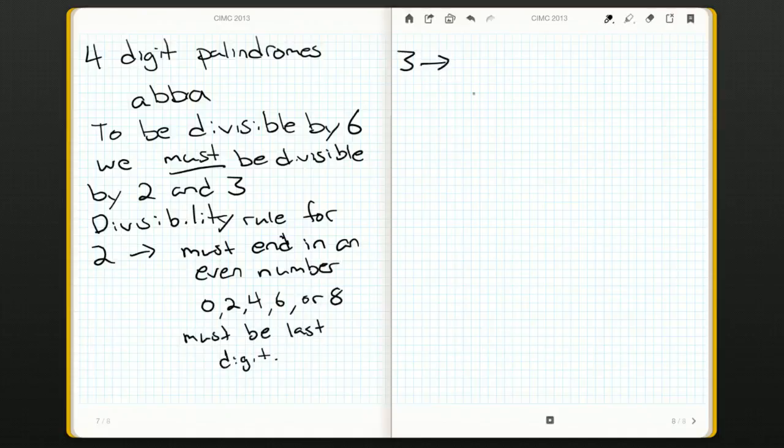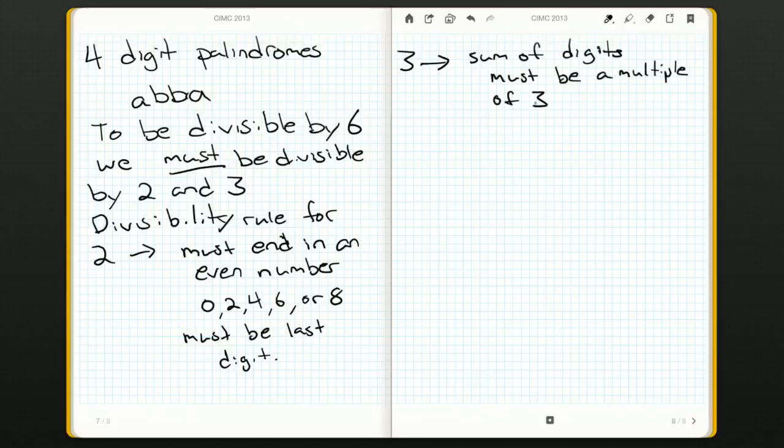How about the divisibility rule for 3? Well, I actually mentioned it a moment ago. Divisibility rule for 3: you add up all the digits in your number, so 19, for example. If you add up 1 plus 9, it has to be divisible by 3. 19, 1 plus 9 is 10, not a multiple of 3, so 19 is not divisible by 3.